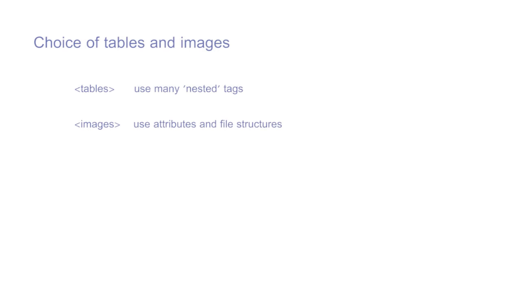The reason for selecting tables and images is that tables check you understand nesting tags, and images are used to check an understanding of attributes and file structures. Tables use so many nested tags that if you can build a table, you're likely to have everything else covered.